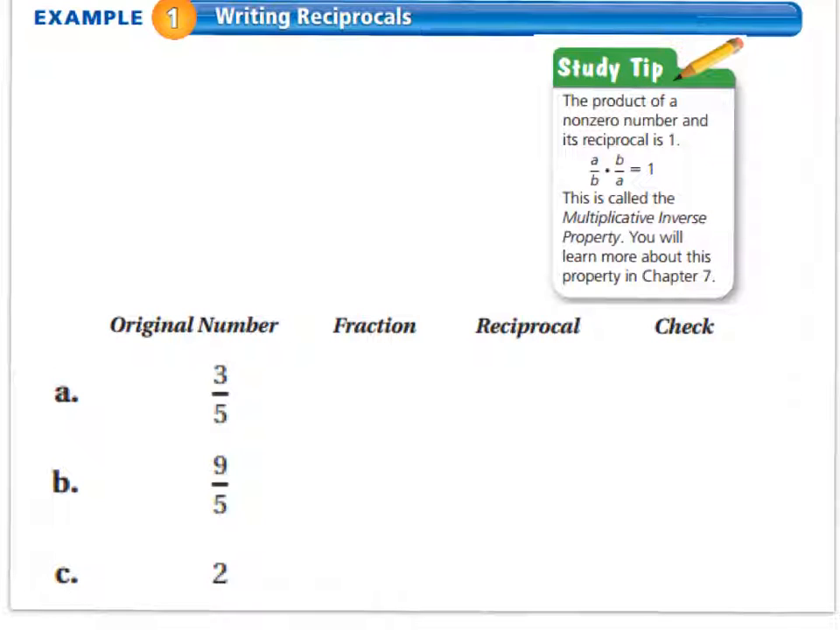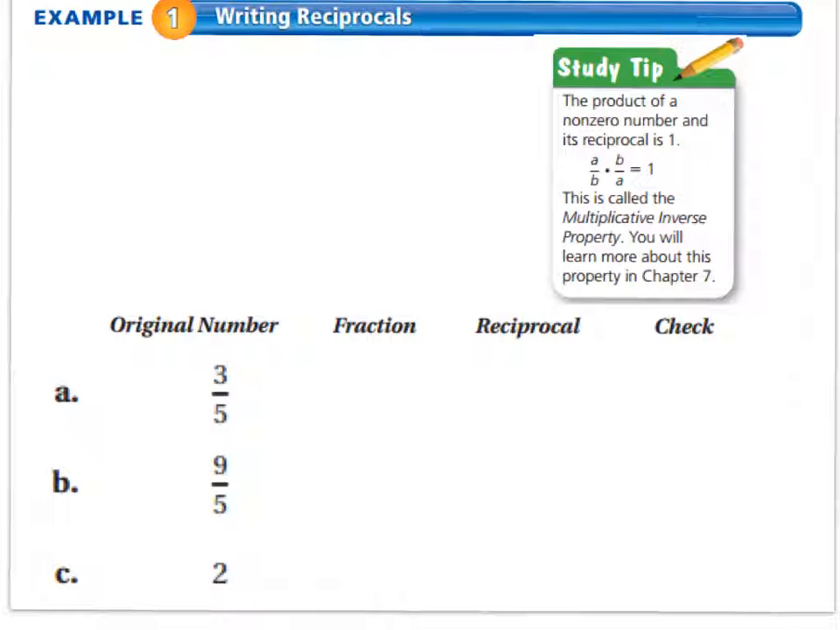In questions A, B, and C, we're given a number and asked to write it as a fraction. Sometimes they already are a fraction. Write its reciprocal, and then check to see that the multiplicative inverse property holds when we multiply the fraction by its reciprocal and get 1.